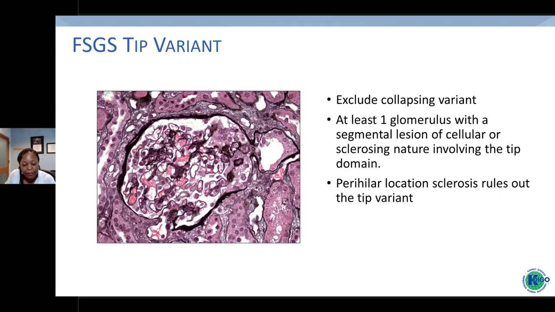Segmental lesions may be characterized by either endocapillary hypercellularity involving less than 50% of the tuft, or sclerosis involving less than 25% of the tuft. Foam cells are common, and hyalinosis is fairly variable. And as I'll get to a little bit later, this variant seems to be fairly amenable to immunosuppression.